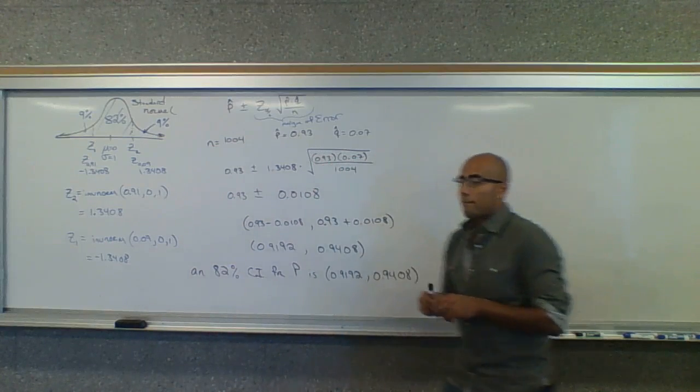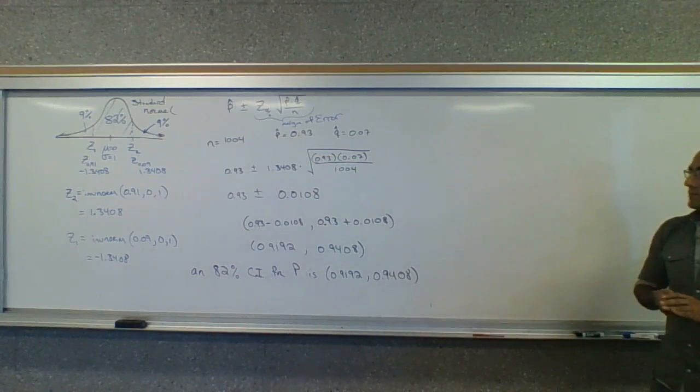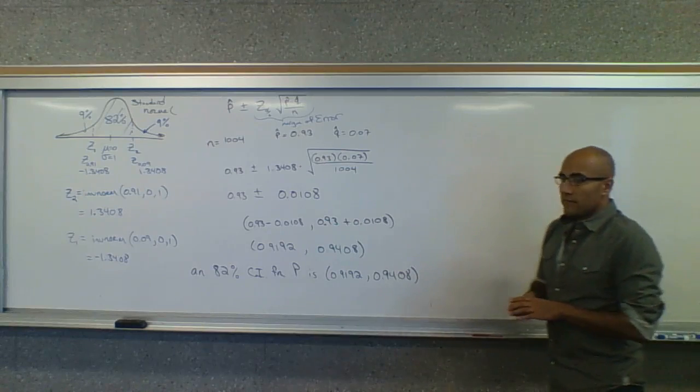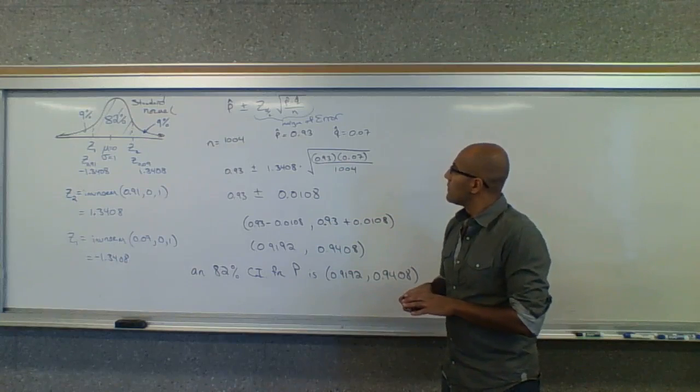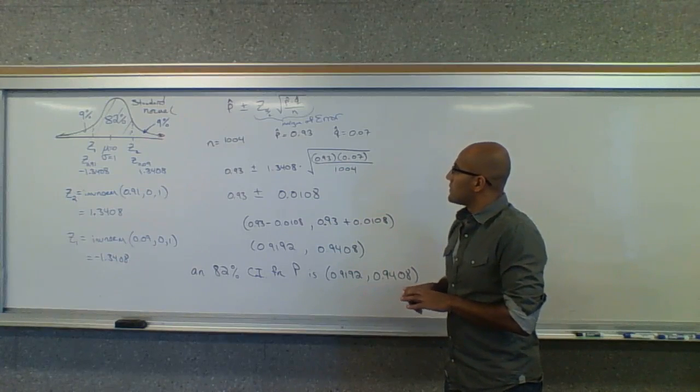Can you go back a second? Okay, where? Can you explain to me why z sub alpha over 2 is equal to that? Why is that notation z sub alpha over 2?